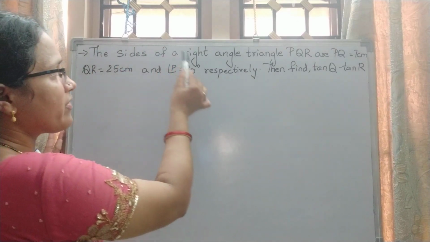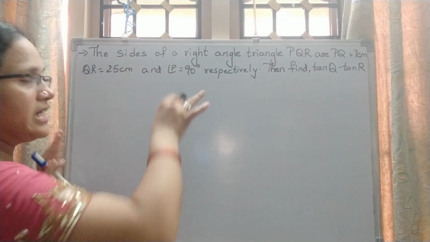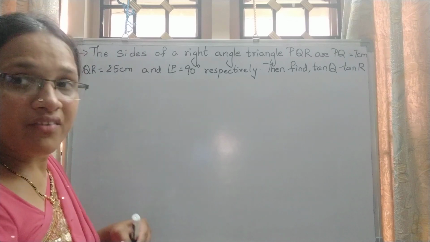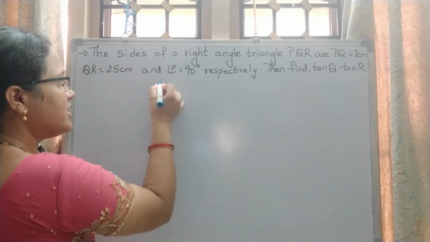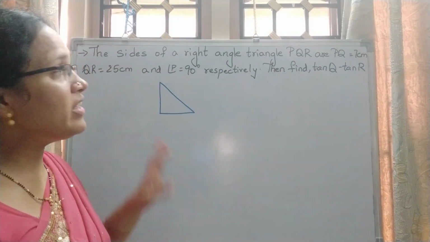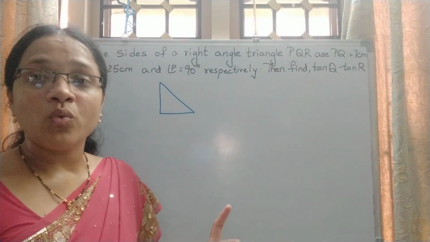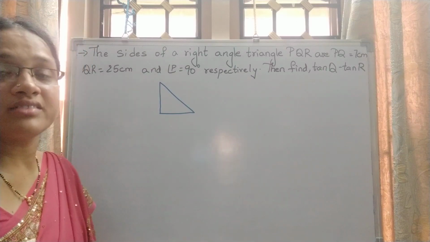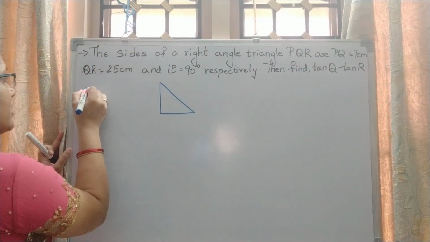The sides of a right angle triangle PQR are given to us. So now, first, what should I do? I should draw a right angle triangle. Let me draw a right angle triangle. I know that the triangle has vertices P, Q and R, but I don't know which is the right angle, or which side I should write the other vertices. So now what should I do? Read the second part of the question carefully. PQ is given as... so let me write the given also.